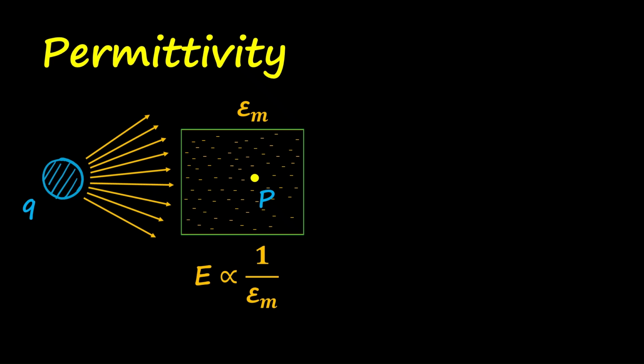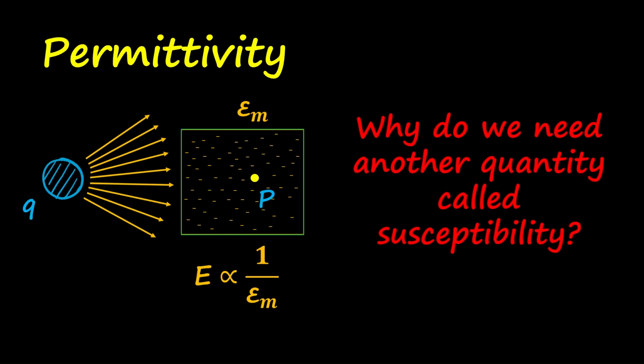Hello everyone. In my previous video on permittivity, we found out that permittivity qualitatively gives the resistance of the field penetration in the medium. But when we talk about electrostatics, we also come across this quantity called susceptibility. So, why do we need another quantity called susceptibility? That is what we are going to discuss in this video.